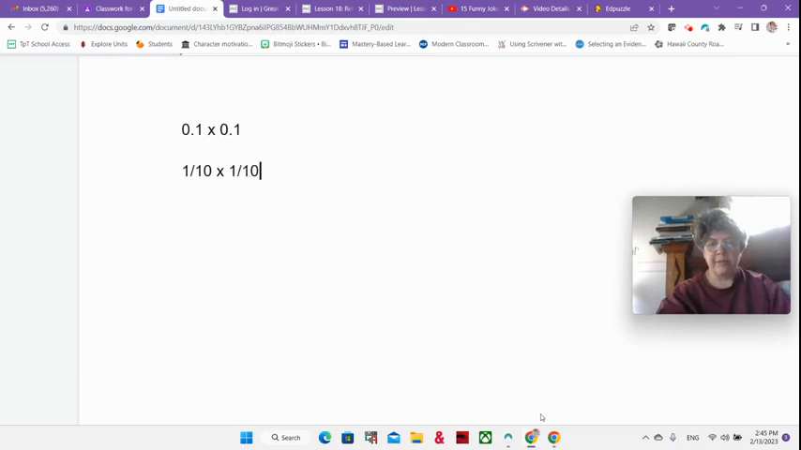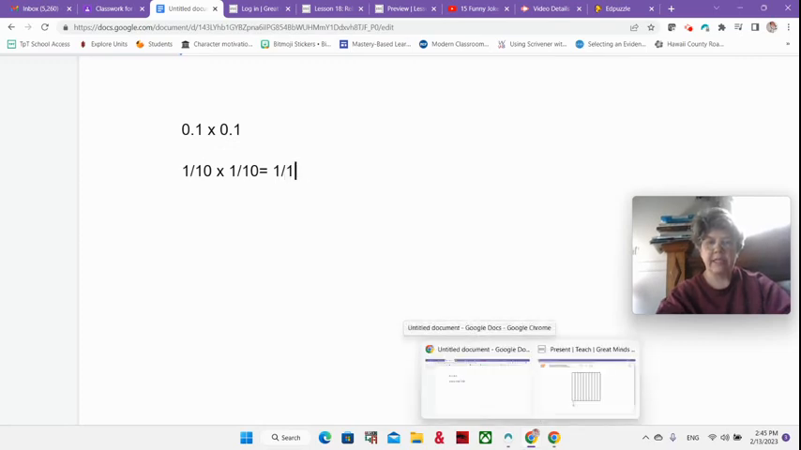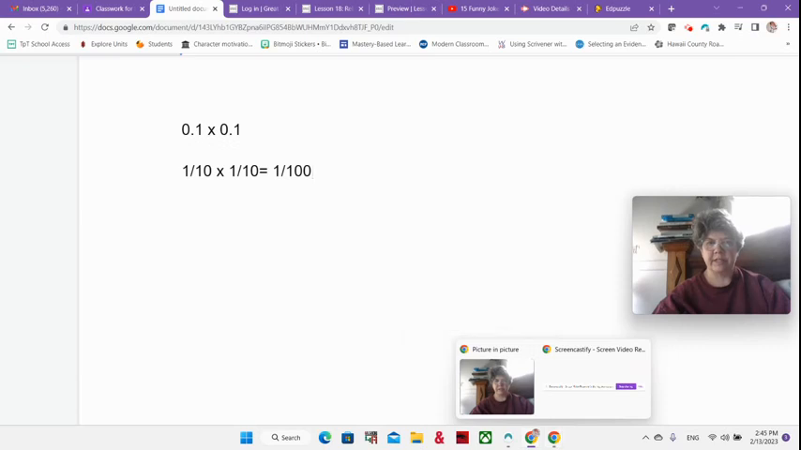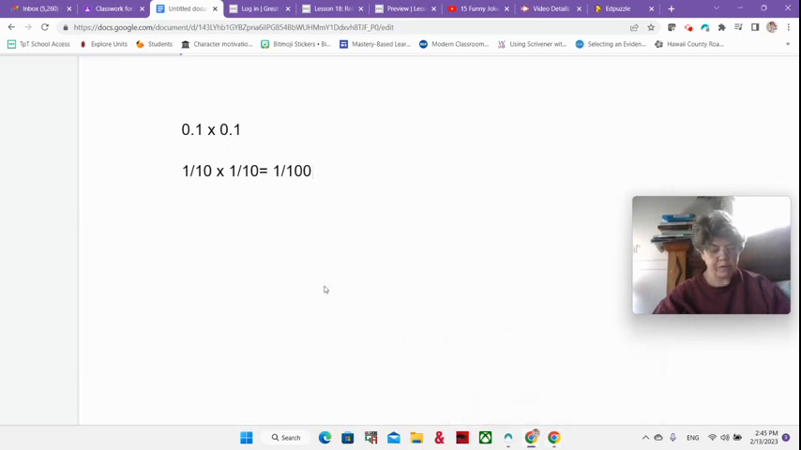If we're doing 1/10 times 1/10, we're going to multiply straight across the top. 1 times 1 is 1, and 10 times 10 is 100. Yep. So that would be 100th. Another way to think about this would be to think of 1/10 of 1/10, right?